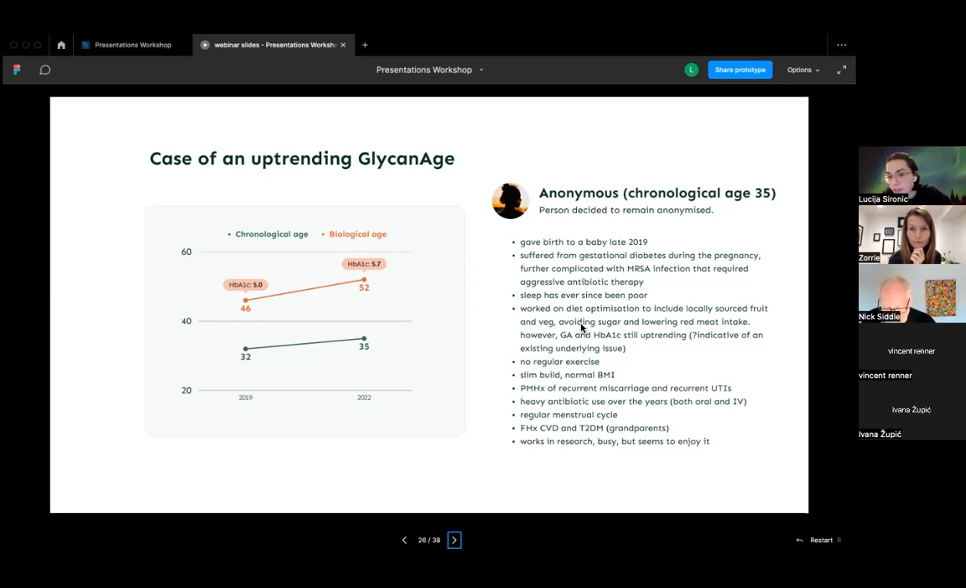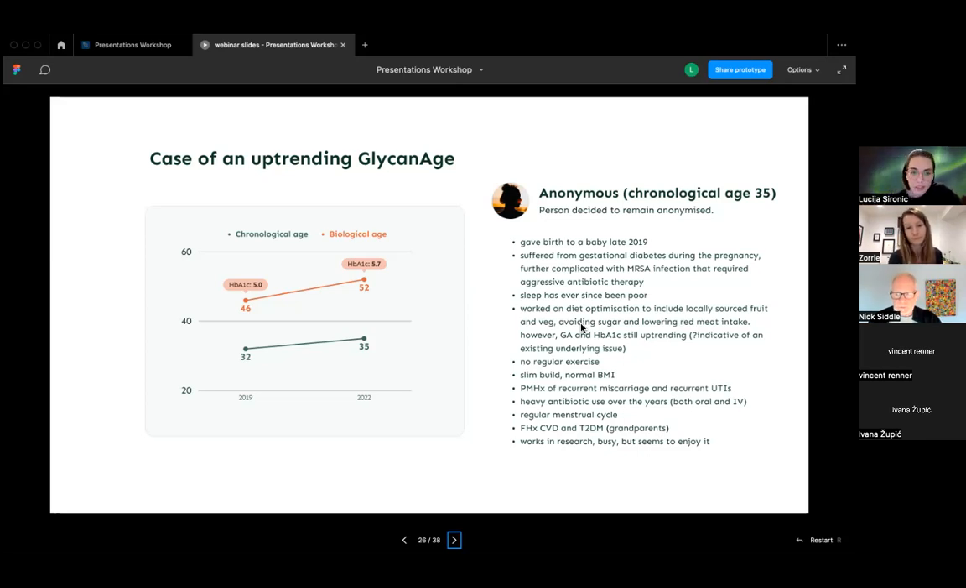This lady basically had some fertility issues and was investigated for that, but luckily in the end got pregnant and gave birth to a baby in late 2019. Apart from those fertility issues, she had 2 miscarriages and some recurrent UTIs. One of them ended up being acute pyelonephritis, which had to be treated with aggressive IV antibiotics. During the pregnancy, she had gestational diabetes and also an MRSA infection that again required antibiotic treatment.